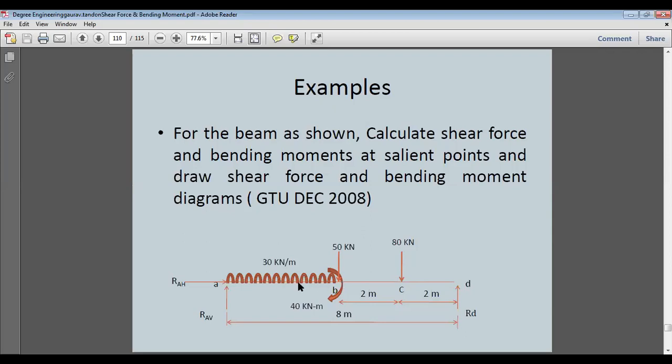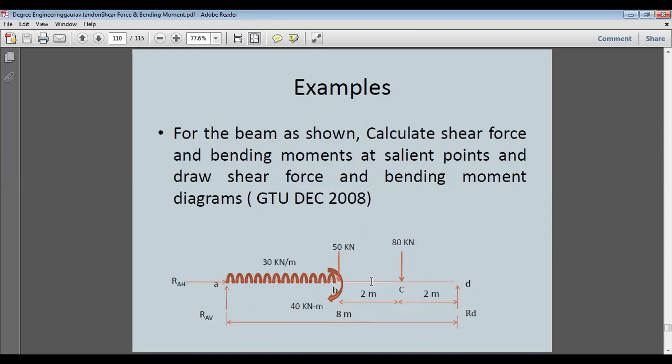Okay. Now between A and B, we are having a uniformly distributed load of 3 kilonewton per meter. So first we'll talk about shear force, what will be the reactions, and then we are having A, B, C, D. So the reactions can be named as RA, RB, RC, and RD.